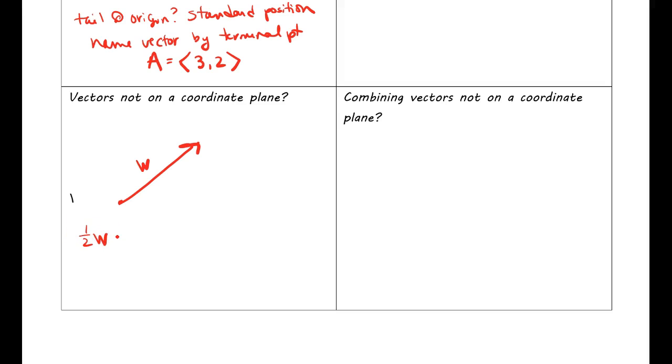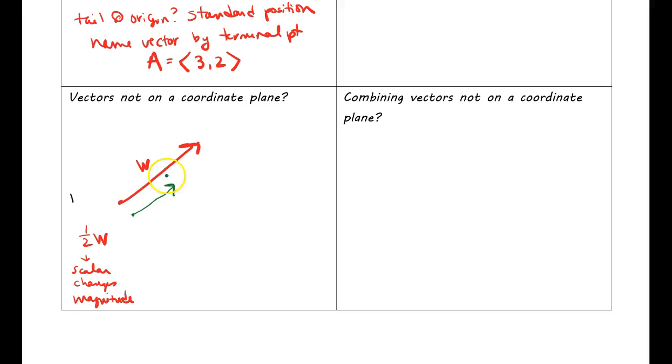Okay, so what that means is they want you to take W and make it half as long. They want you to apply what is called a scalar. So a scalar is a number that changes the magnitude, okay? Scalar changes the magnitude. Remember, magnitude is just length. So I just need to draw this half as long. So 1/2 W would look like this.